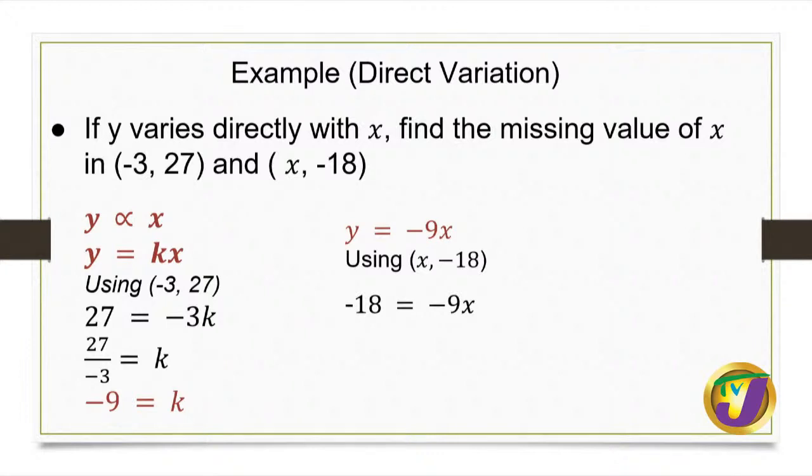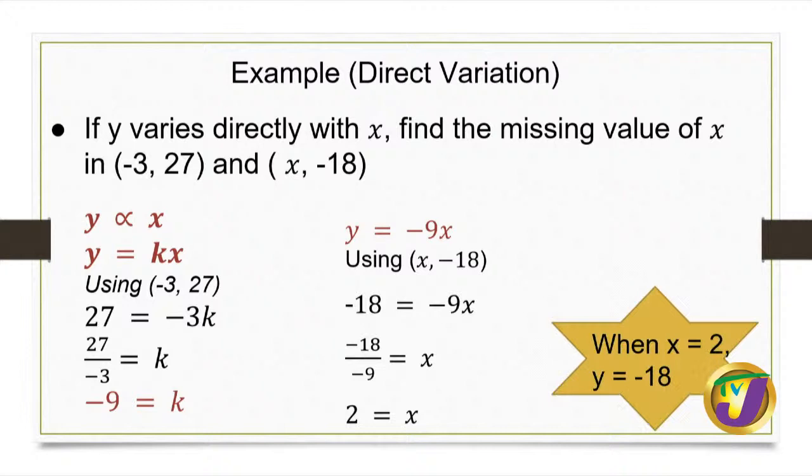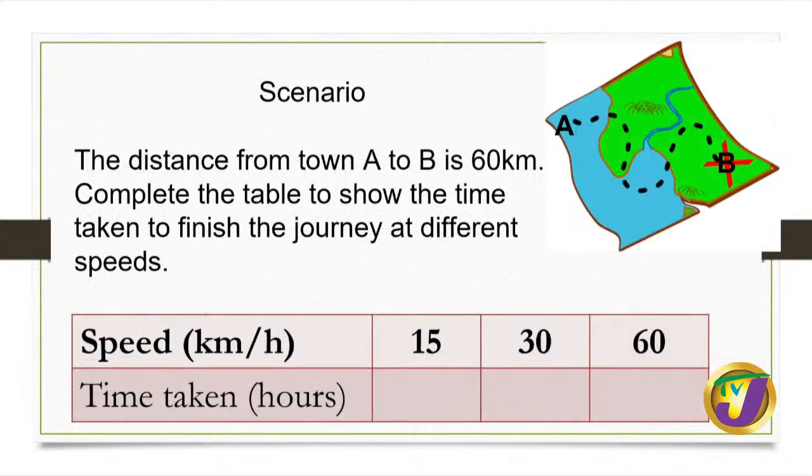We're dividing through by -9. All right, 2 seconds, students. And your answer is correct. It is 2. All right, so we know that x is equal to 2. So when x is 2, y is -18. Now I see a scenario coming up on screen, and I love scenarios.